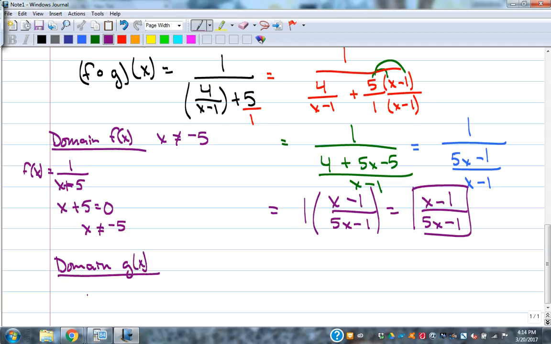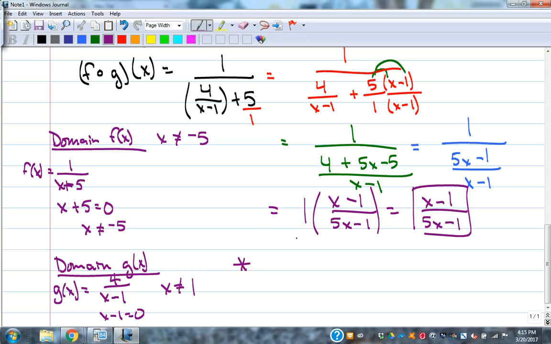Domain of g of x: we've got g of x equal to 4 over x minus 1. Well, x cannot equal what? If I set x minus 1 equal to 0, x can't be positive 1. Now, here's where we run into things we've got to answer questions about. We've got to know, when does g of x match up to the restriction on f of x? That's the question.